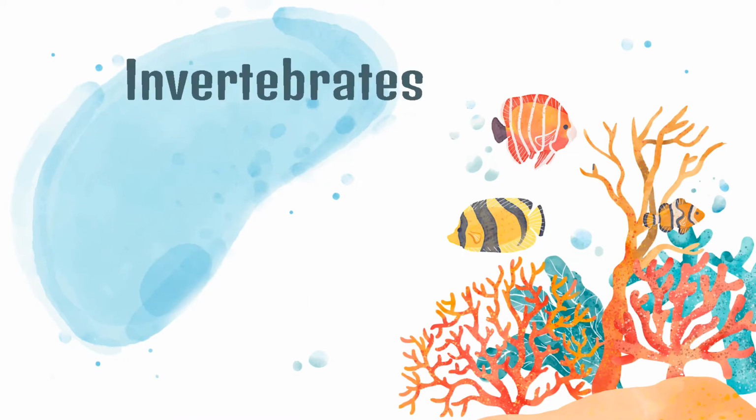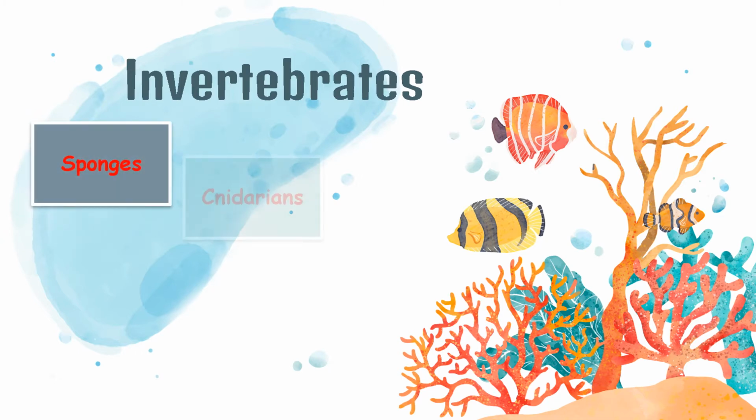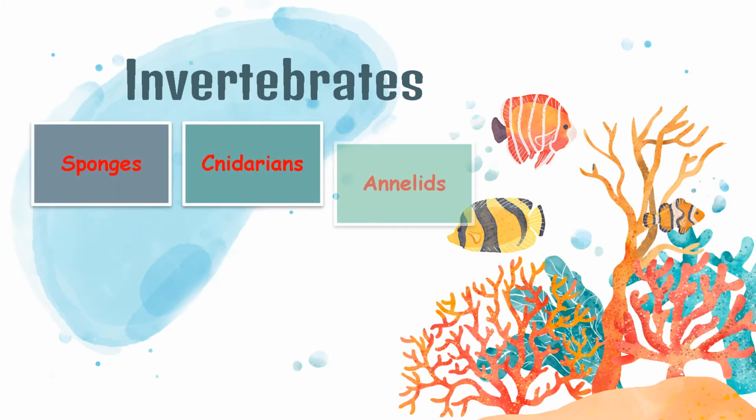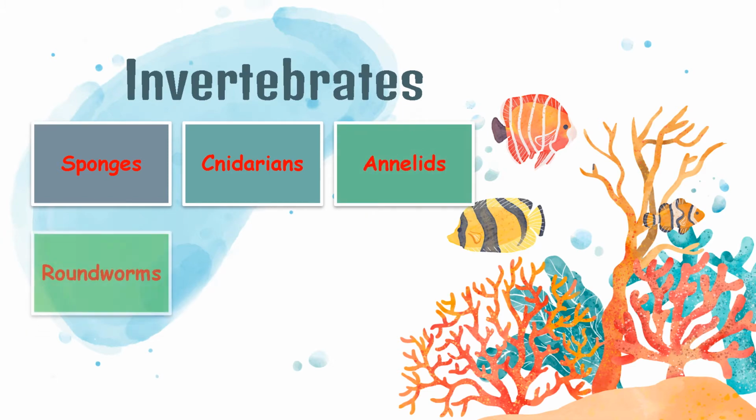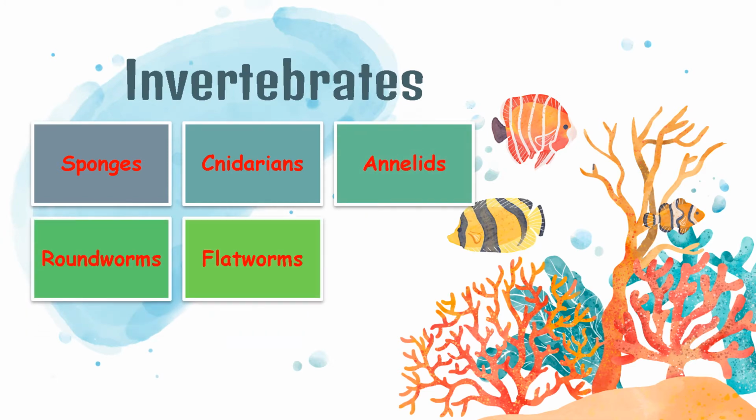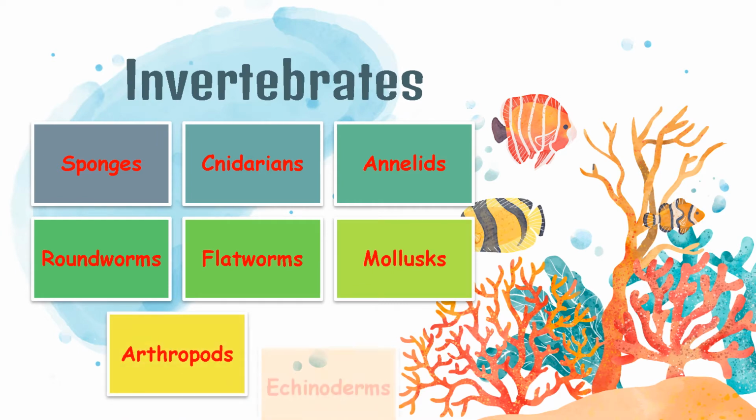Now, let's learn more about invertebrate animals. Invertebrates can be classified into 8 smaller groups. They are the sponges, cnidarians, annelids, roundworms, flatworms, mollusks, arthropods, and echinoderms.